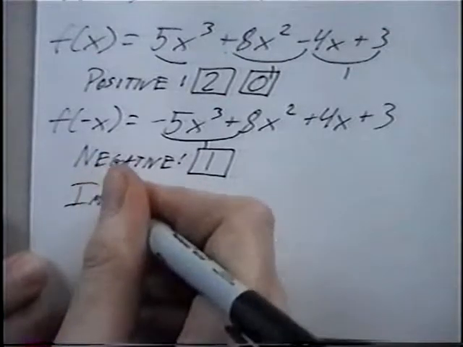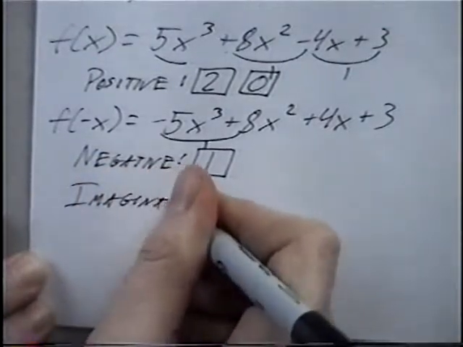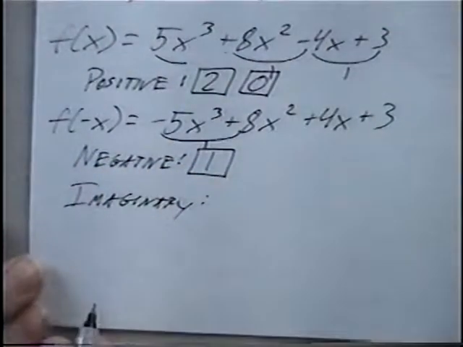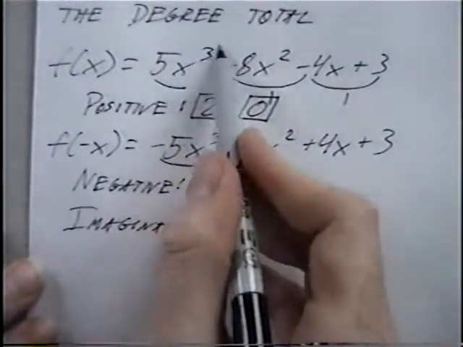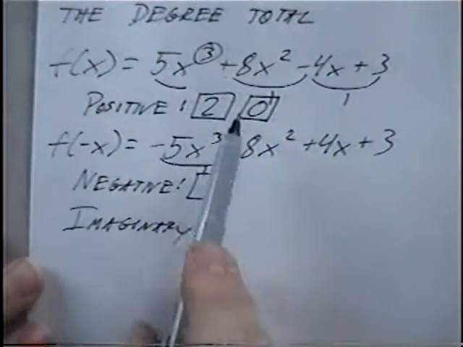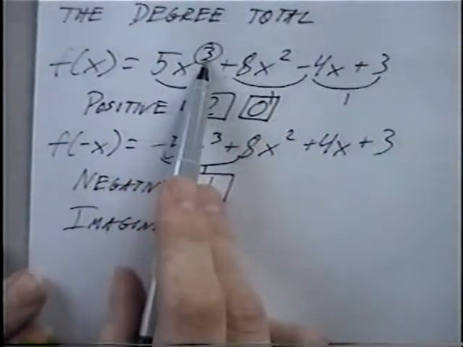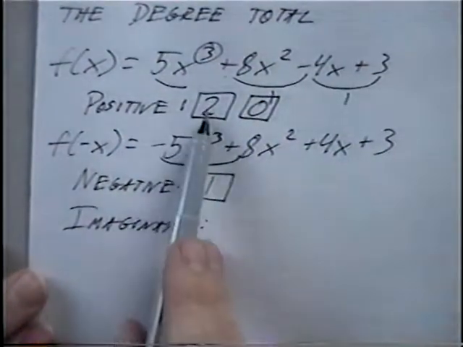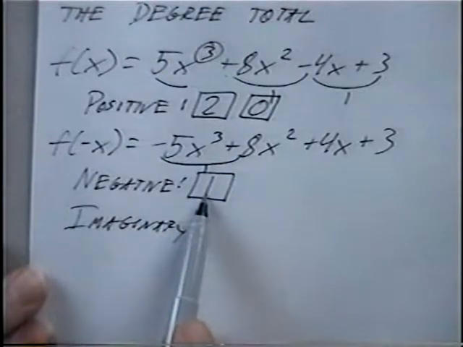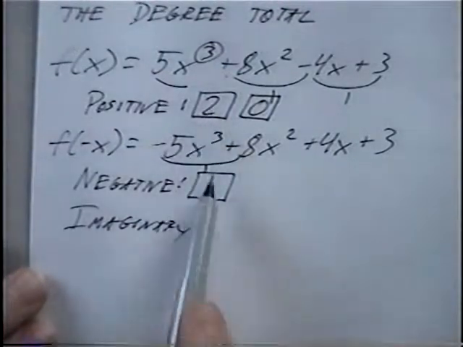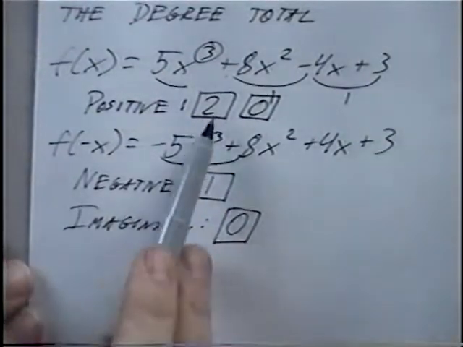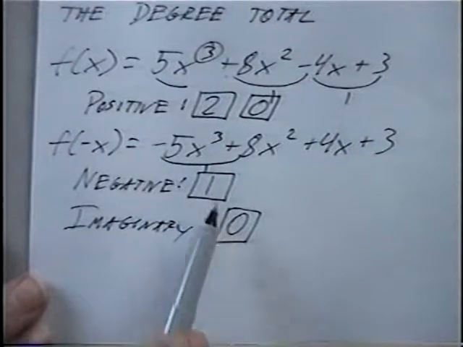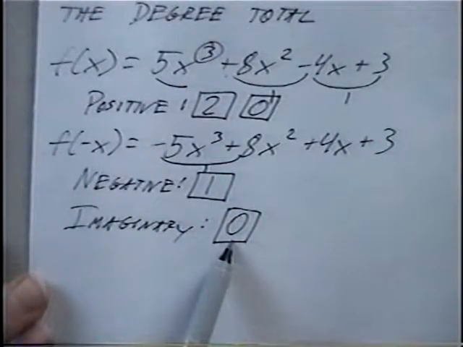And the last part is imaginary. If we look back at the original question, it's x to the third power, which means there has to be 3 answers to this polynomial, 3 zeros. If we have 2 positive numbers and 1 negative number, that already adds up to 3. So if these add up to 3, then you could have 0 imaginary. You could have 2 positive, 1 negative, and 0 imaginary.